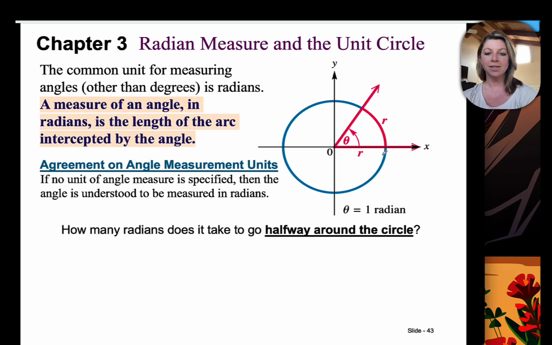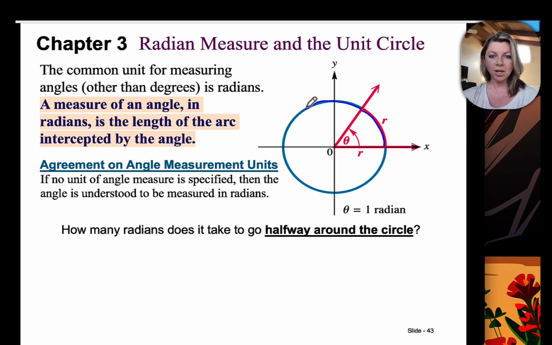How many radians does it take to go halfway around the circle? So use the figure. If this is 1 radian, how many of those would it take to go halfway around the circle? Pause the video and try that now. Welcome back. If you said approximately 3, nice work.